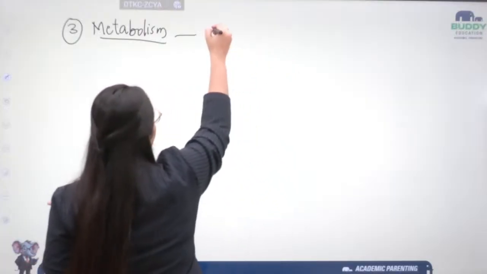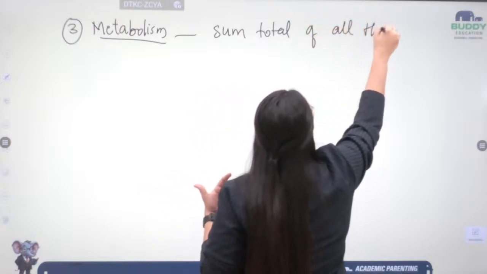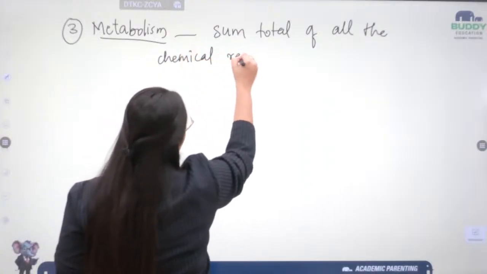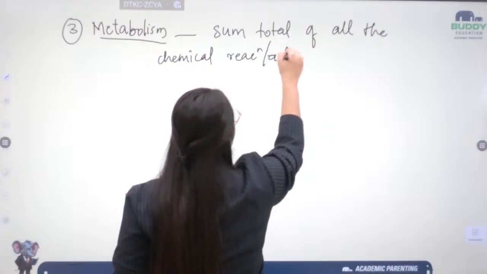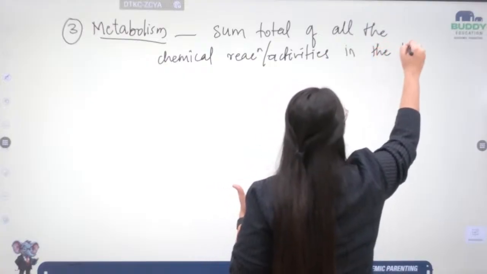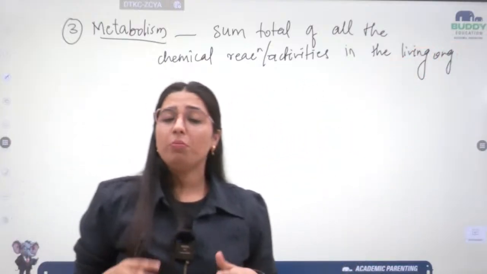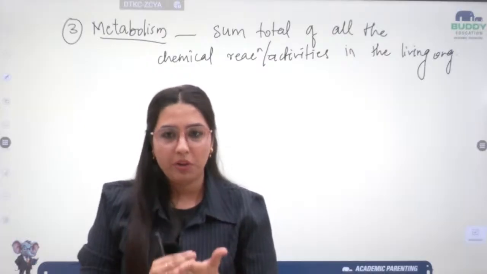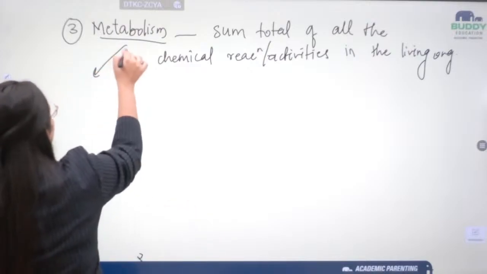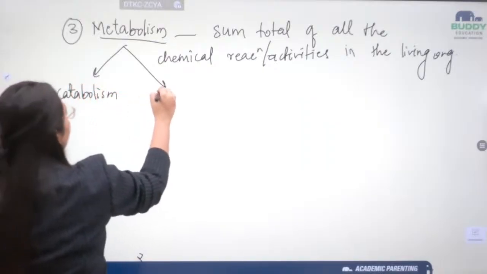Let me write it down for you. Sum total of all the chemical reactions or the activities also in the living organism is metabolism. So basically metabolism is sum total. It can be either breaking or it can be forming. So metabolism is basically of two types. One is catabolism and other is anabolism.